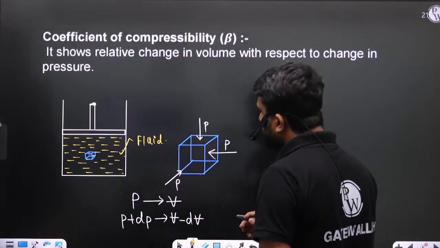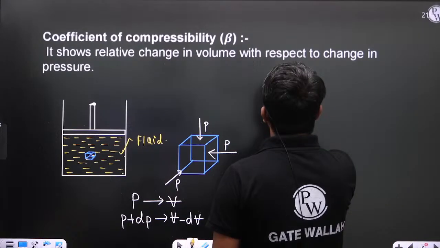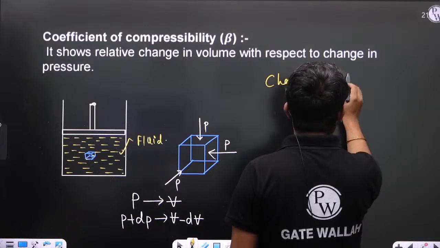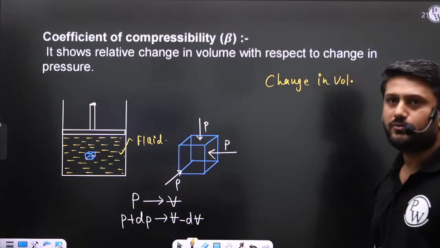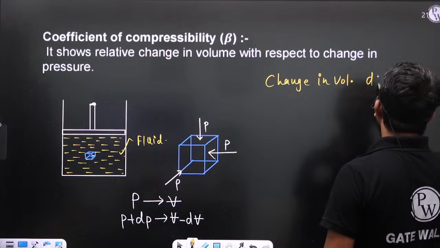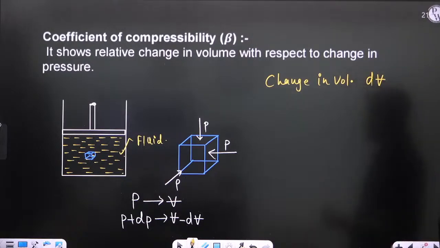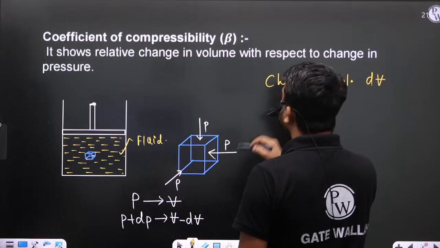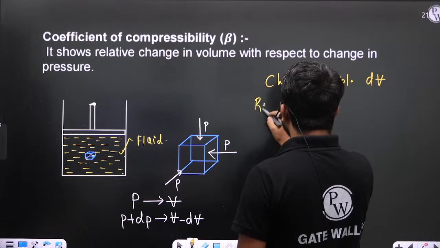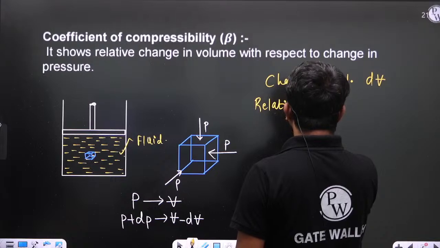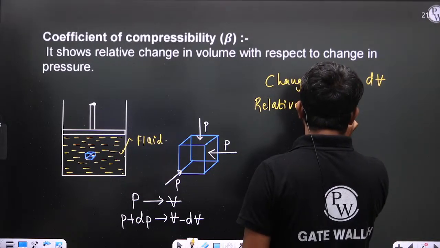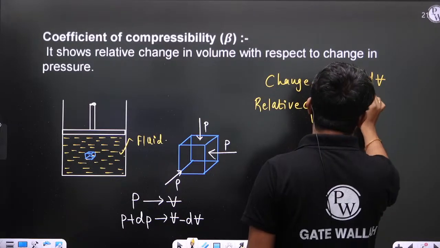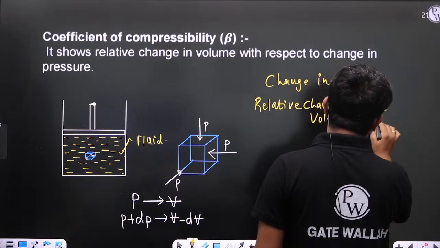Now see, if I am talking about the change in volume, beta, what is the change in volume? The change in volume is dV. And if I ask what is the relative change in volume with respect to the initial state, so simply we can say this is dV by V.